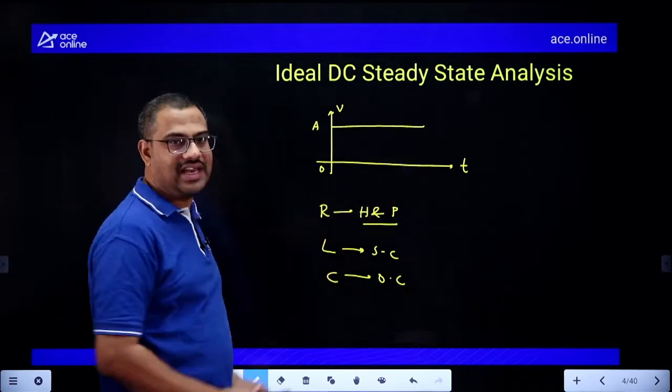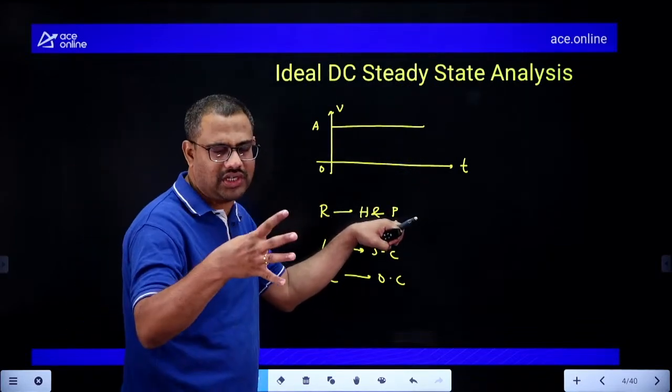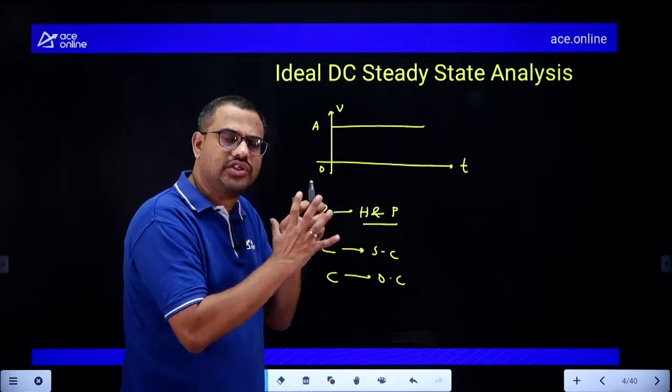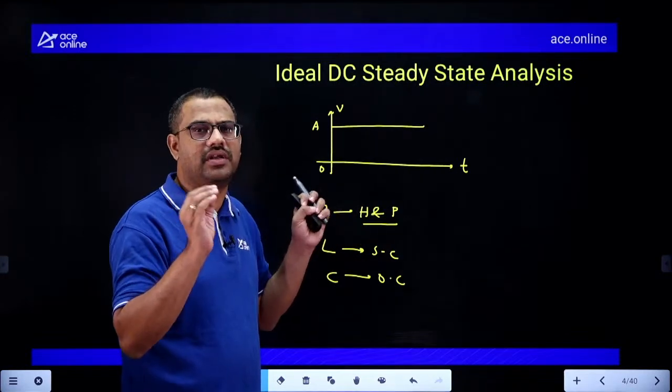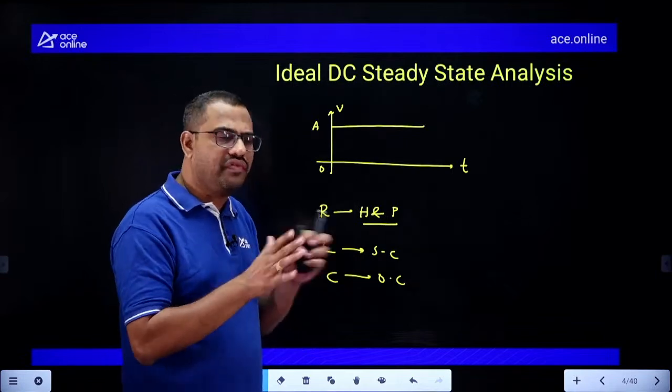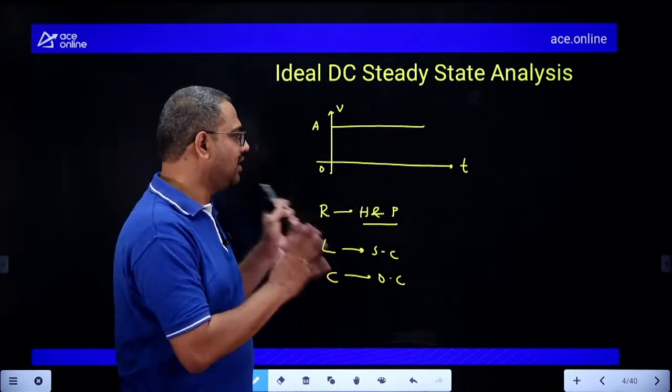So only the resistor is the element which is homogeneous and proportional. All the concepts we do with the resistor only. And it is very easy, simple, easy calculations. No phasor, no calculator is required. So that is a thing.